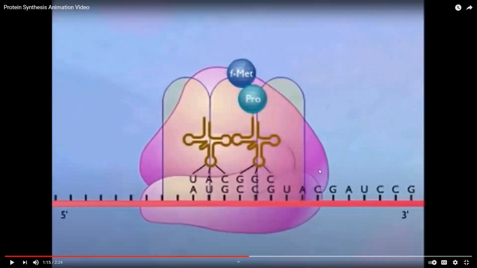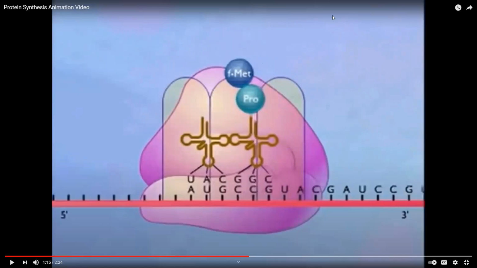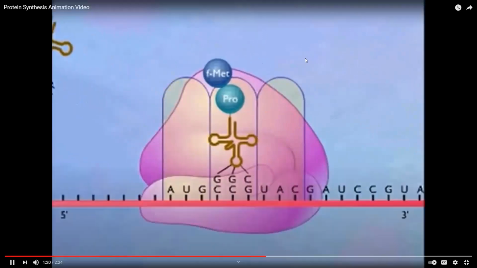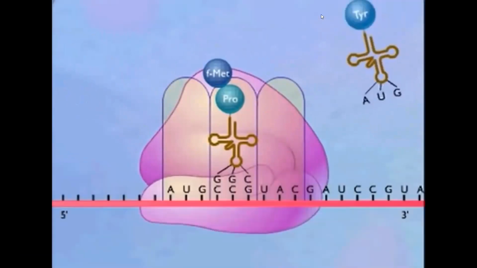The transfer RNA that carried the formyl methionine is released at the E site. Now the next transfer RNA carrying a new amino acid comes in.